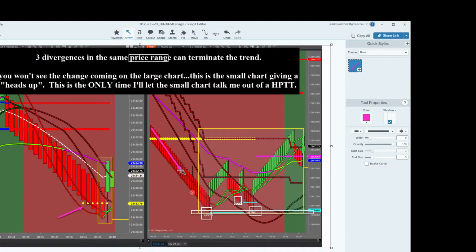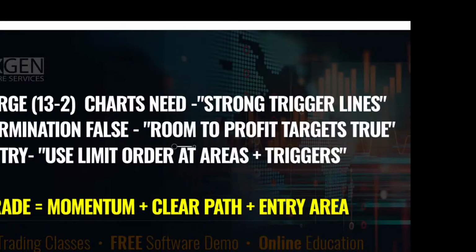Because what it's saying is the sellers are in control, and this is the first indication that the buyers are fighting them. And the sellers try to take control again, and the buyers fight them a second time, and then the sellers try for a third time, and the buyers say, no, we're going to keep stealing your momentum, and we're more likely to create a push up. 3 divergences in the same price range helps you see that happening when your large chart still looks like it has momentum and room to run. So that's the only time I won't look for an entry if my rules are met on the large chart.